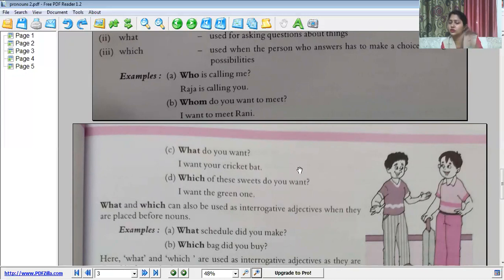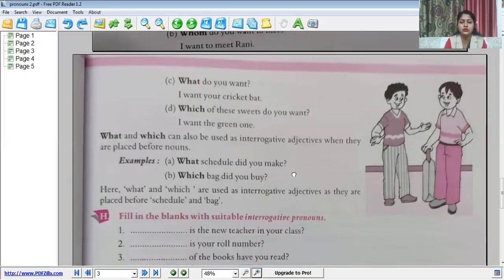Car is a noun, so this has become a demonstrative adjective. In the same way, see here: What schedule did you buy? Now see this: Which bag did you buy? Here, what and which are used as interrogative adjectives as they are placed before schedule and bag. Schedule is a noun, bag is a noun, and you have used the interrogative form here.